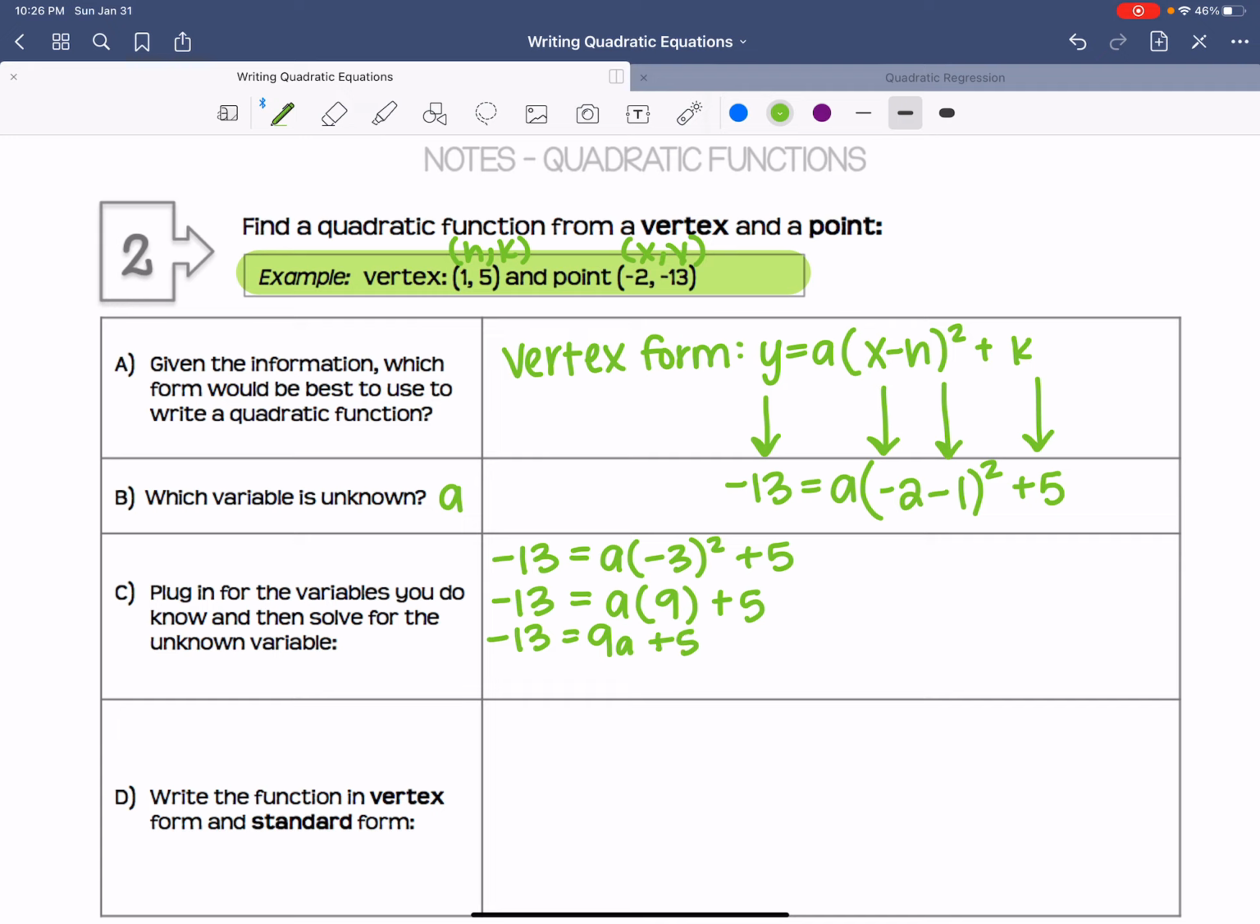Now we're going to solve for a, so minus 5 on both sides. And when we do that, what happens is we end up with negative 18 equals 9a, and we're going to divide by 9 to get a by itself. So we get that a is negative 2.